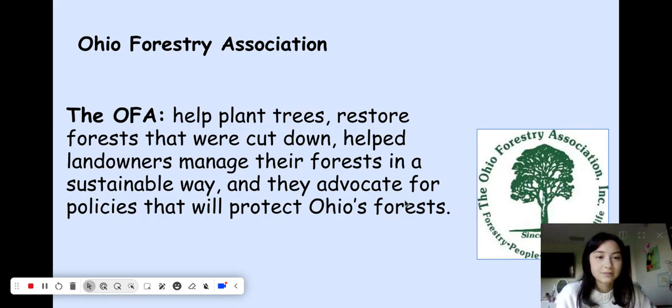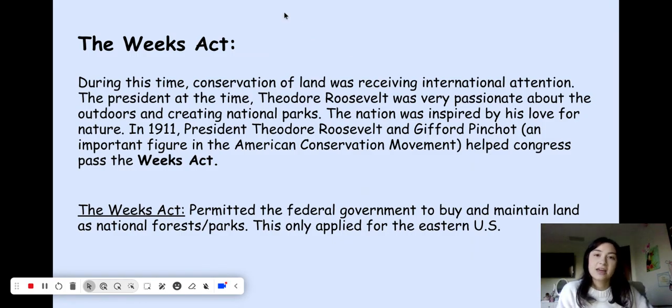And the Weeks Act came a little bit later, with President Roosevelt. He was really passionate about the outdoors, and he wanted to create national parks. So the nation was actually kind of interested in this. In 1911, Theodore Roosevelt and Gifford Pinchot, an important figure in the American conservation movement, helped pass the Weeks Act. The Weeks Act allowed the government to buy and maintain land as state and national parks.